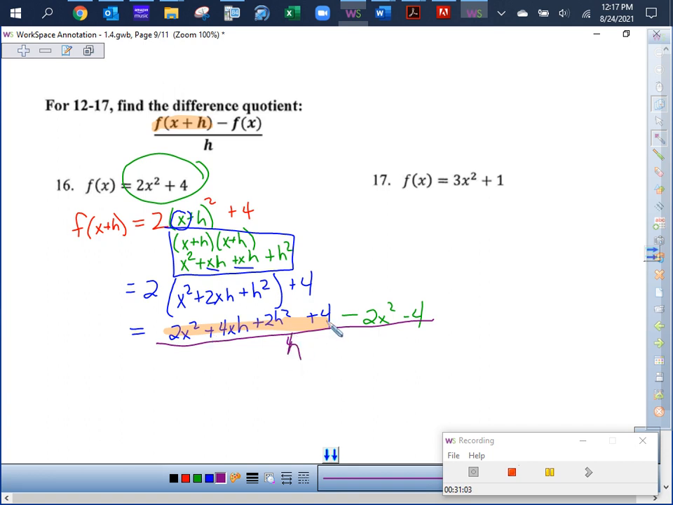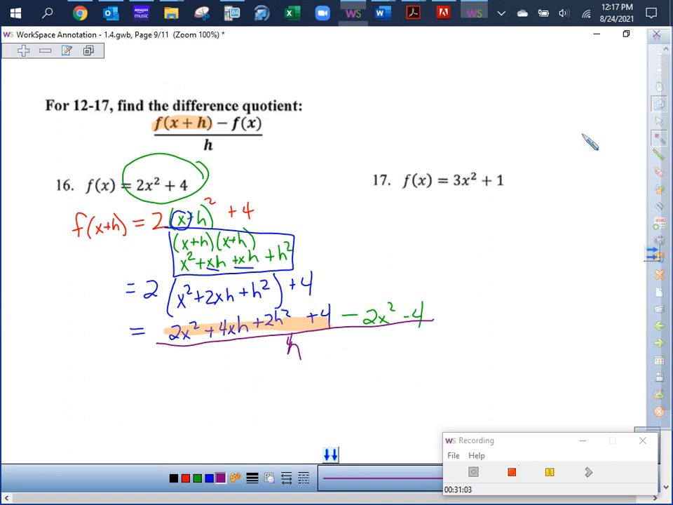F of x plus h, complicated. Take away f of x, given to us. Change everybody's signs, over h. Same rules apply. Everything that doesn't have an h with it upstairs is supposed to go away. If you don't get it to go away, you made an algebra mistake, which is pretty normal, right?